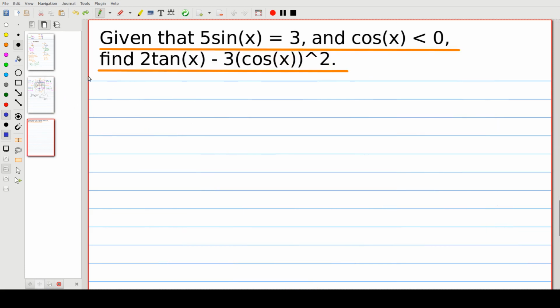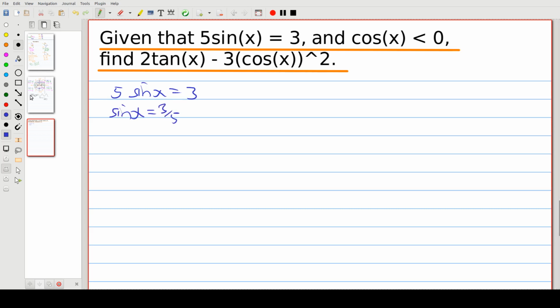Alright, to start off, let's just rewrite what they've given us. We get 5 sine x equals 3, so 5 sine x equals 3. And we also get given that cos x is less than 0, so cos x is negative. Okay, so this one we want to get sine x and cos x, whatever they give us, by itself, alone, a single trig ratio. So sine x in this case would be 3 over 5.